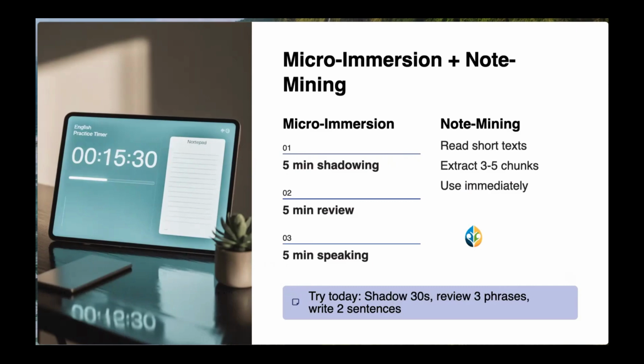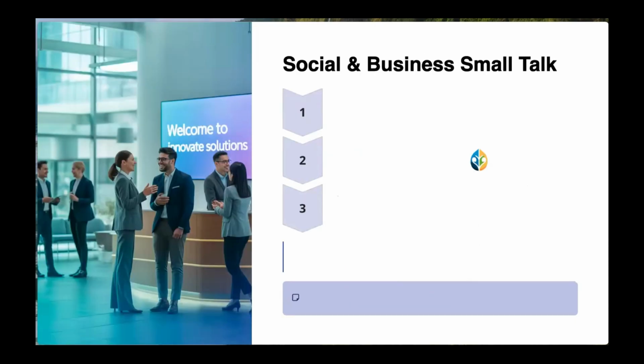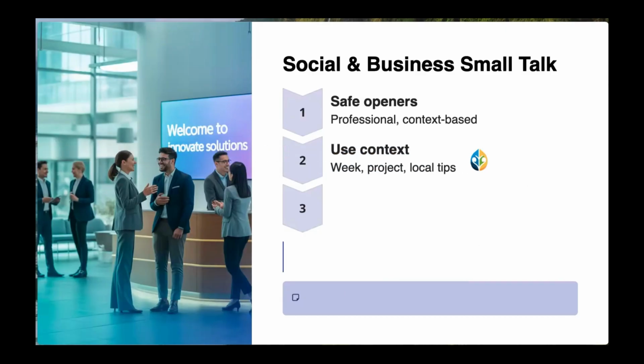So I told you, you can get a lot done in 15 minutes when you're prepared. So try it today. Shadow 30 seconds of some type of talk, review 3 phrases, write 2 sentences, and then use them as part of your practice. And then after practice, use them live. Social and business small talk: safe openers, professional, context-based. Use context, the week, the project, the local tips. Close politely. Move to the agenda smoothly.